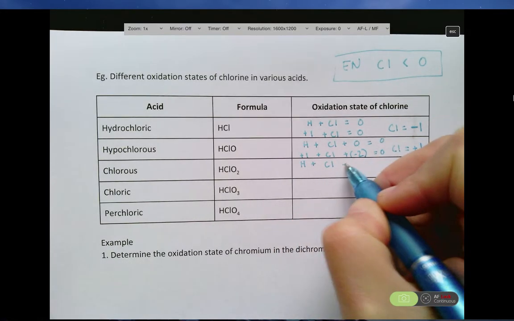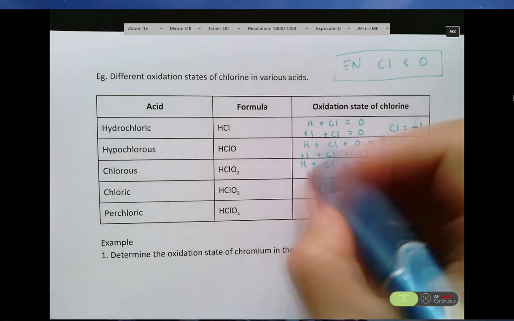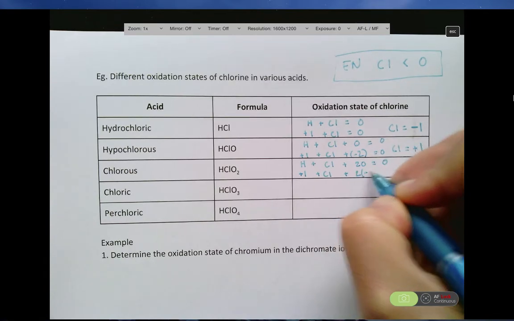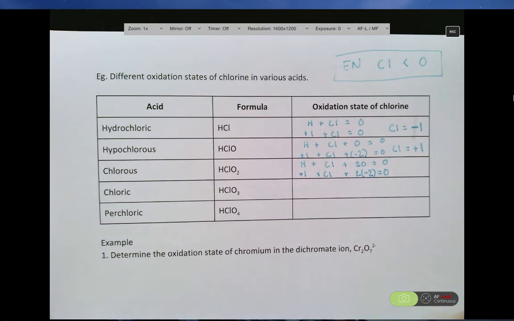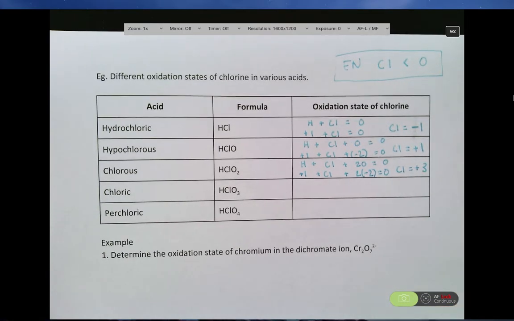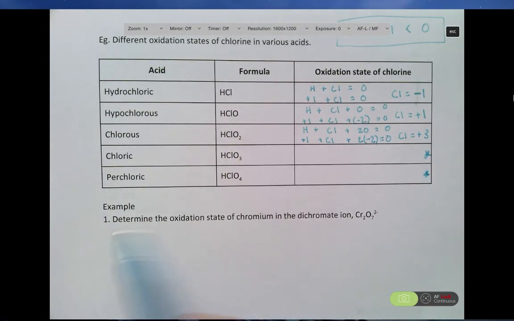If we go again and say hydrogen plus chlorine plus 2 oxygens this time is equal to 0. So +1 plus chlorine plus 2 by -2 is equal to 0, so chlorine is +3. And we can see it's changing each and every time because oxygen is more electronegative than the chlorine and it will maintain its oxidation state of -2. So you guys work out the next 2 examples.